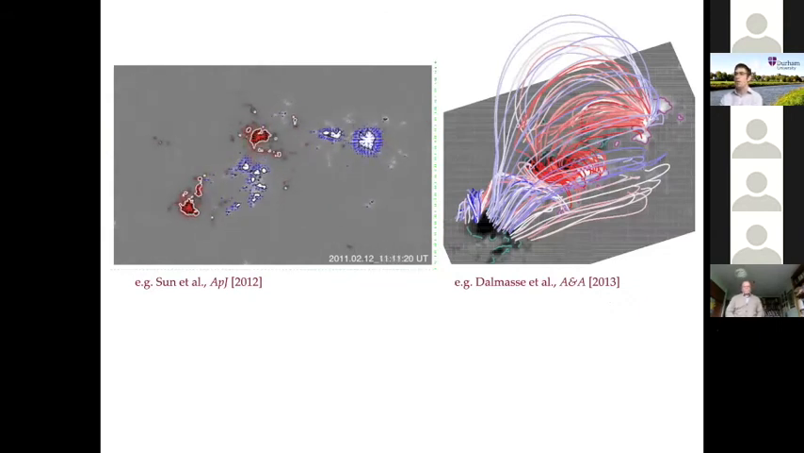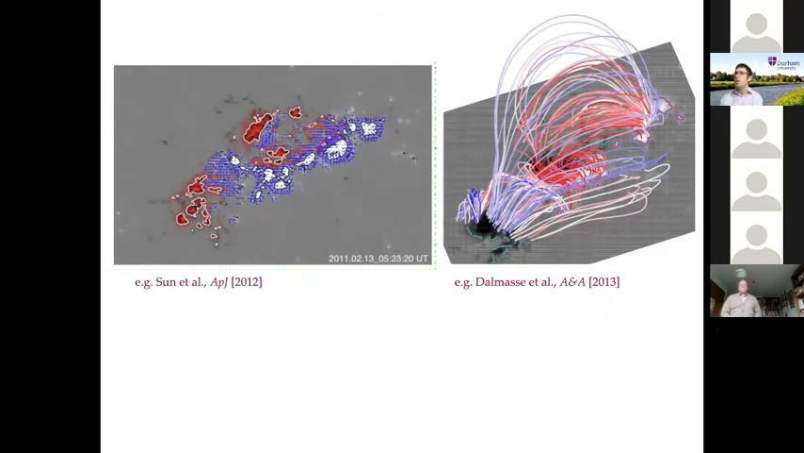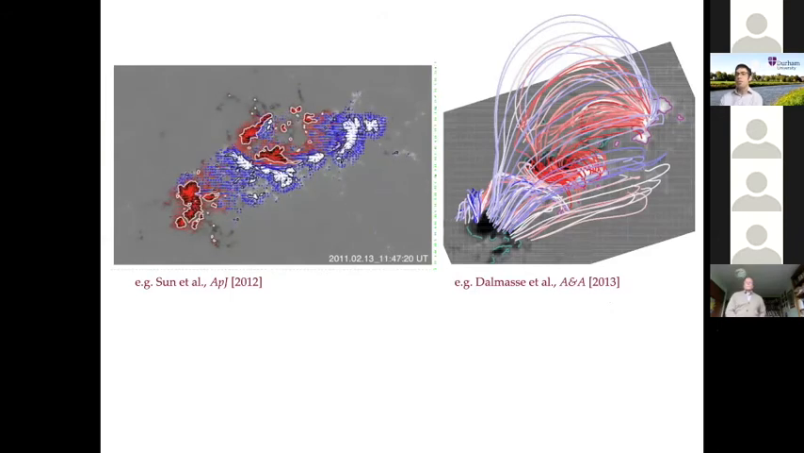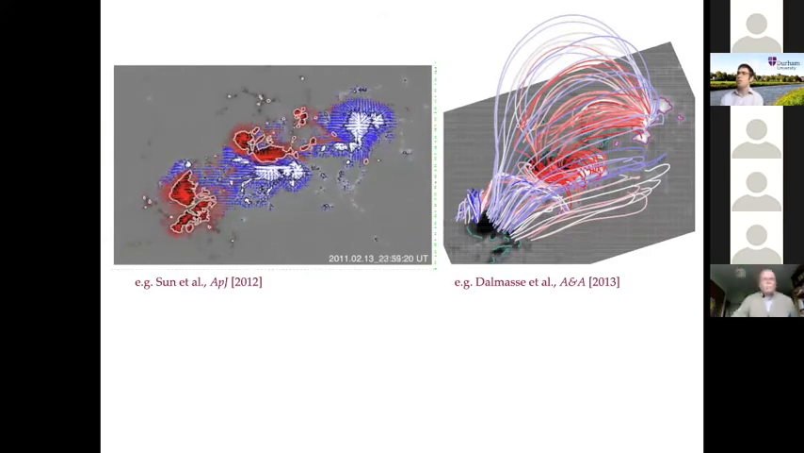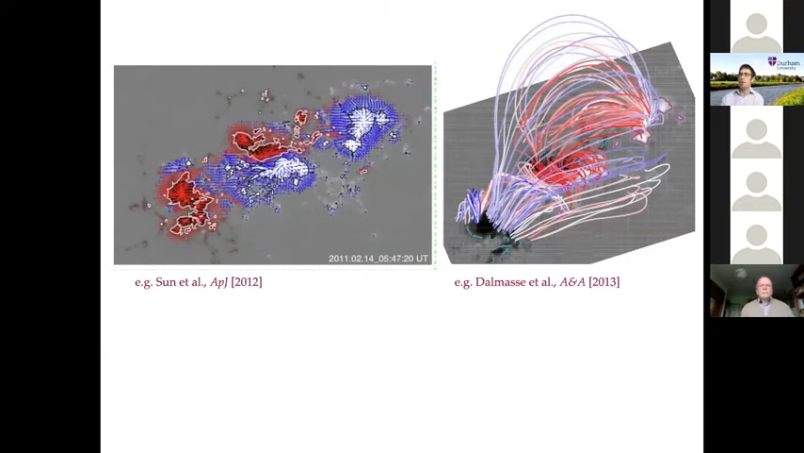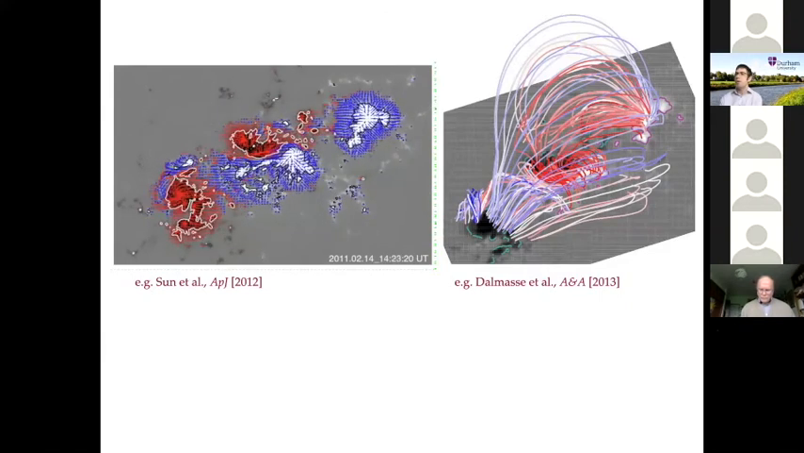So the left-hand movie here from Zhudong's sun is using, I think, SDO data to infer the horizontal velocity field on the solar surface. You can see the magnetic flux patches moving around within an active region. And if you do these calculations, you can now track the amount of helicity injected.